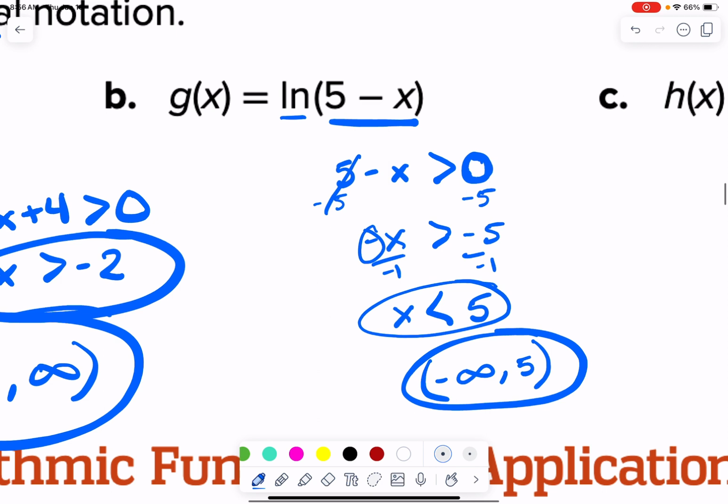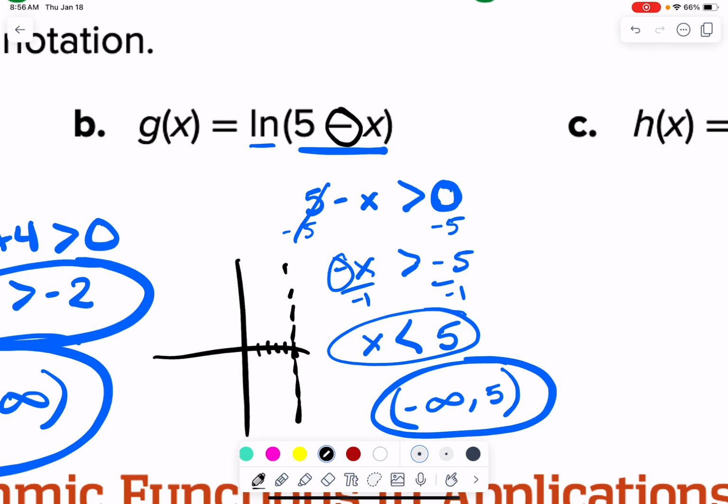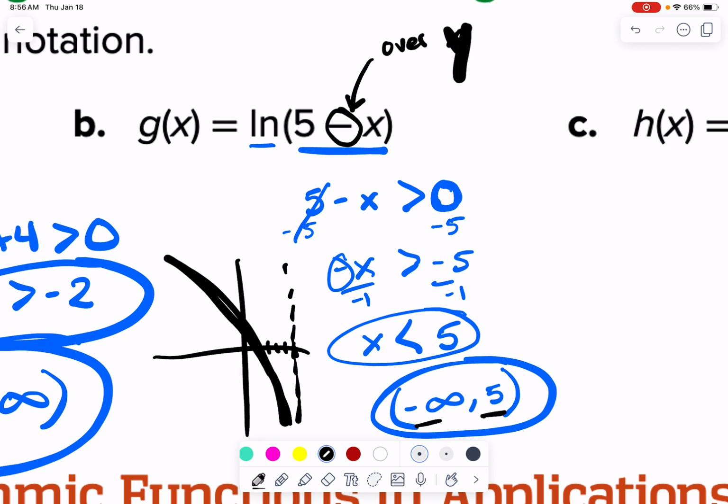If you're interested to know what this thing looks like, at 5, 1, 2, 3, 4, 5, that's where my vertical asymptote is, but because this negative is here in front of the x, this flips him and then moves him to the right, so he is actually doing one of these things. That's not in the right spot, but anyway, you get the idea. That's why he's going from negative infinity to 5: he's flipped over the y-axis, not the x-axis, and then he's moved over for my VA, okay?